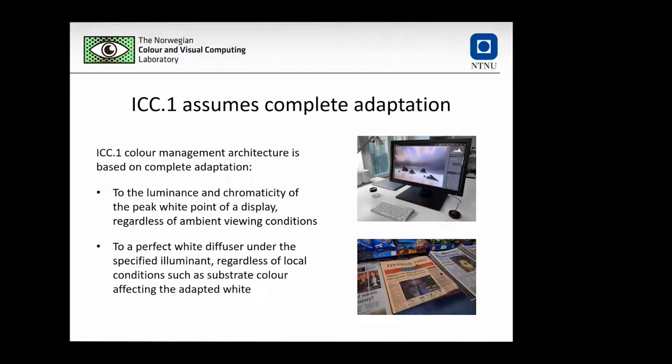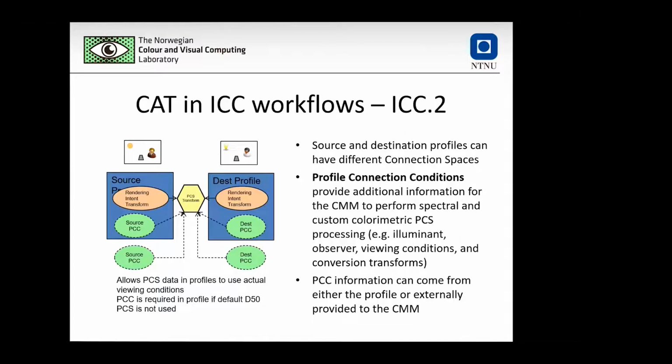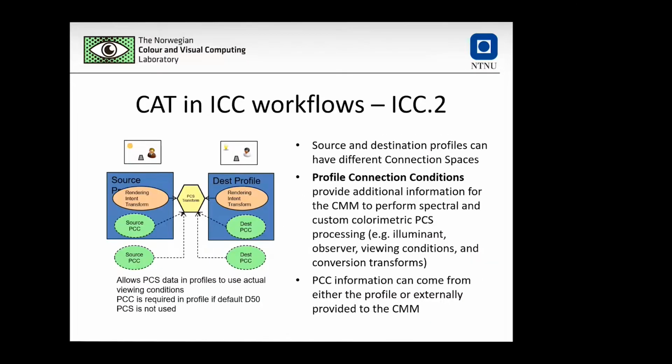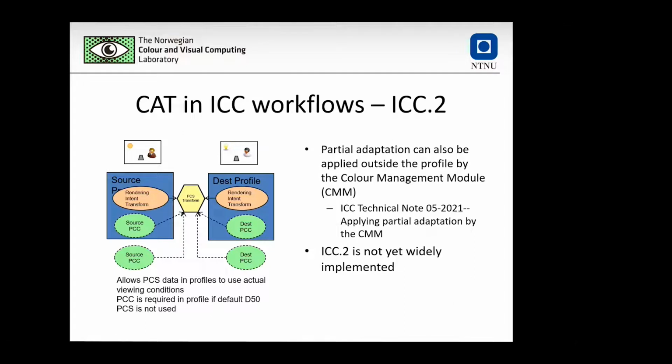So now the big problem in IC.1 is that we don't have a way of doing incomplete adaptation in the architecture. In IC.2 we do, because we can choose the transforms and we can really do whatever we want there. We can also do spectral connection as well as colorimetric connection. So it is possible to do something in IC.2, but my question really is, what do I do about IC.1?